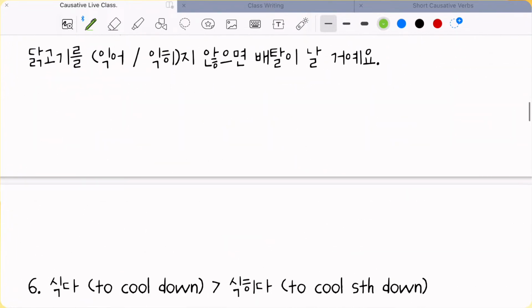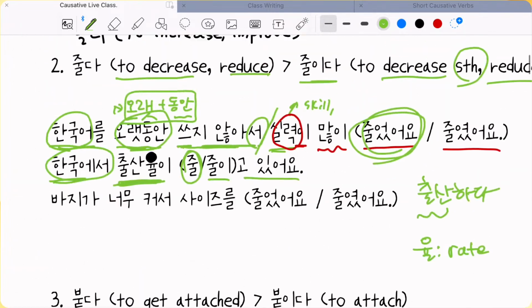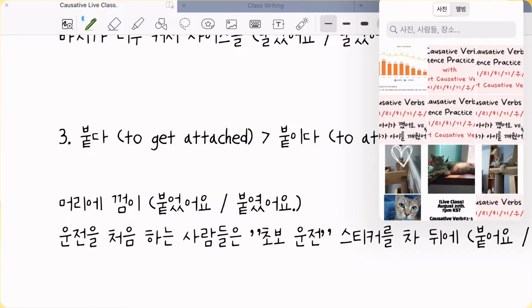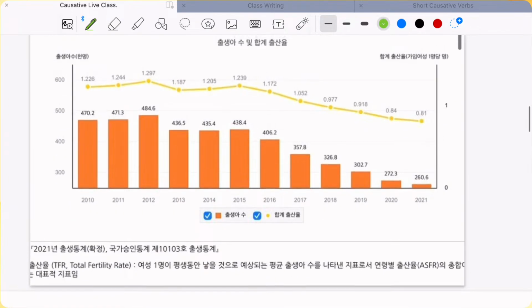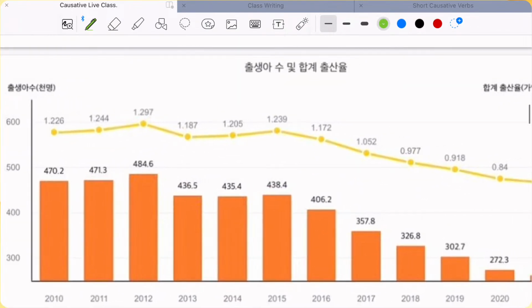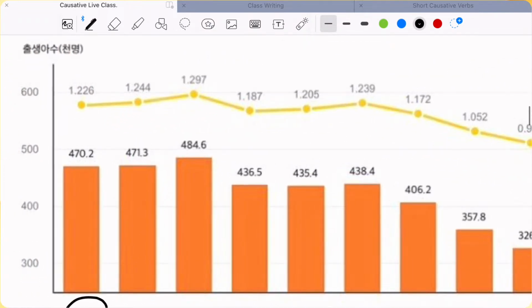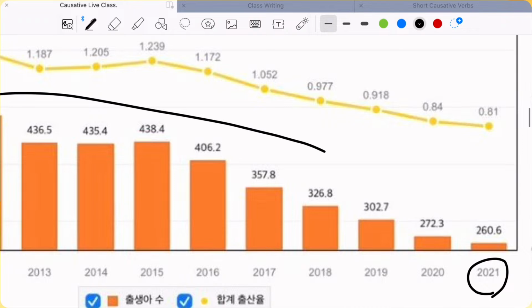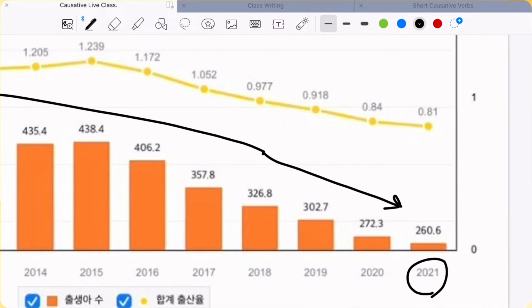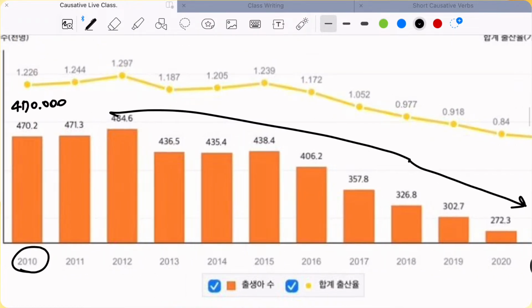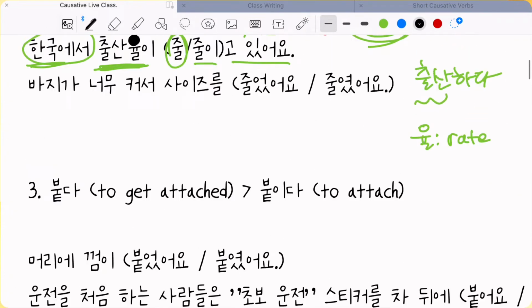If you look at the, where is it? I thought I brought the picture. 잠깐만요, 여러분. 이미지. Oh, there you go. Oh, so this is the birth rate. The birth rate changed since 2010 to 2021, and it started at 470,000 babies, and now it's reduced to barely 300,000. So now in 2023, it's even worse. So you can see how serious of a problem the birth rate is in Korea right now. But yeah, that's a true story.